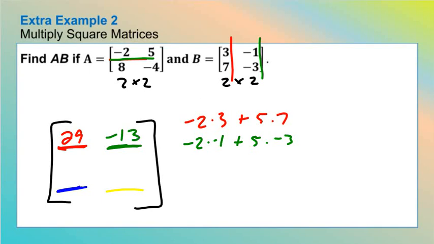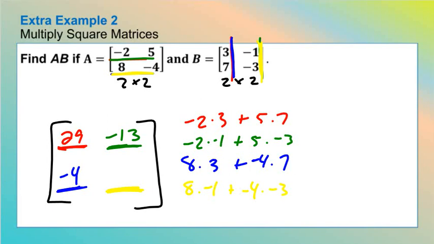Next, this is row 2, column 1. So 8 times 3 plus negative 4 times 7. So 24 plus a negative 28 gives us negative 4. And our last one here is row 2, column 2. So we have 8 times negative 1 plus negative 4 times negative 3. So we have negative 8 plus 12, which gives us a positive 4.